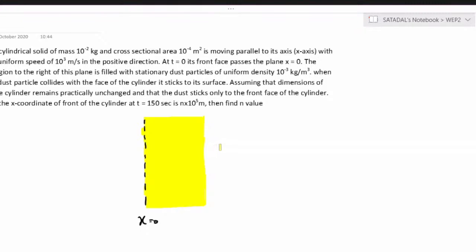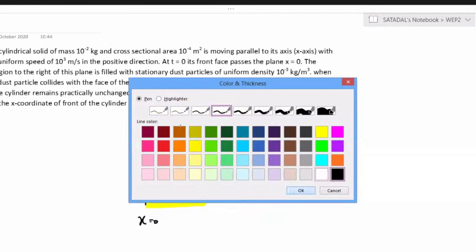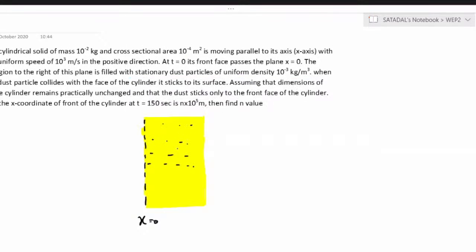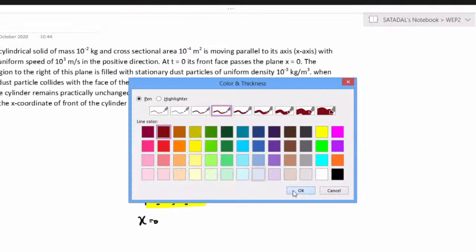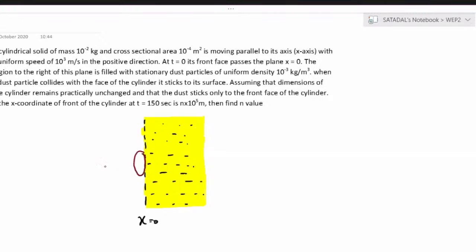Okay. So now let us assume that the dust particles are here in this region, and the cylinder is initially at x equal to 0. Then it will move. The cylinder initially is here. When it is going to enter the boundary with dust particles, its velocity was how much? V naught.